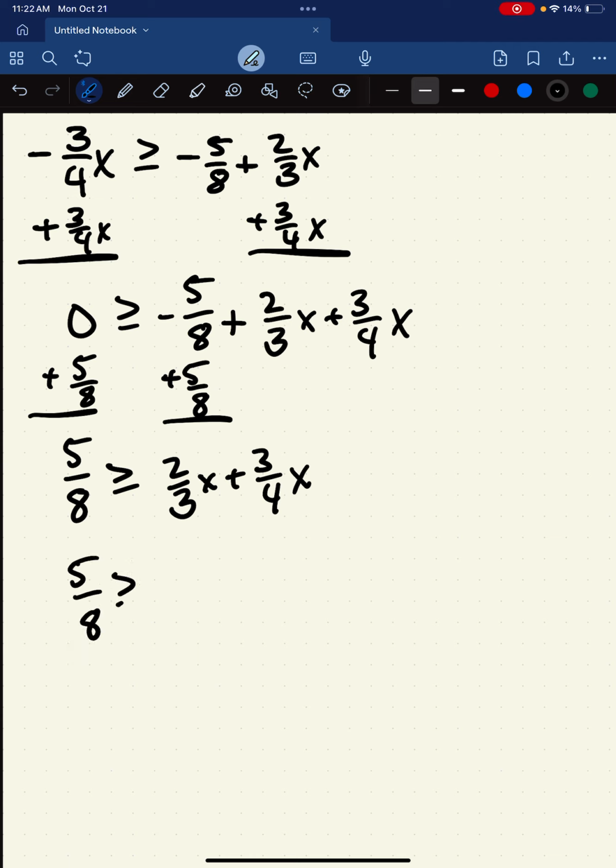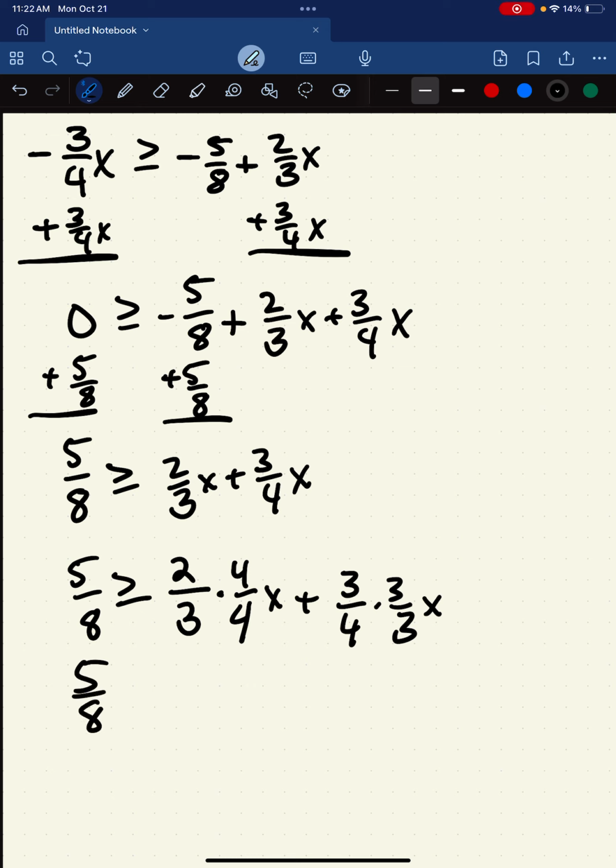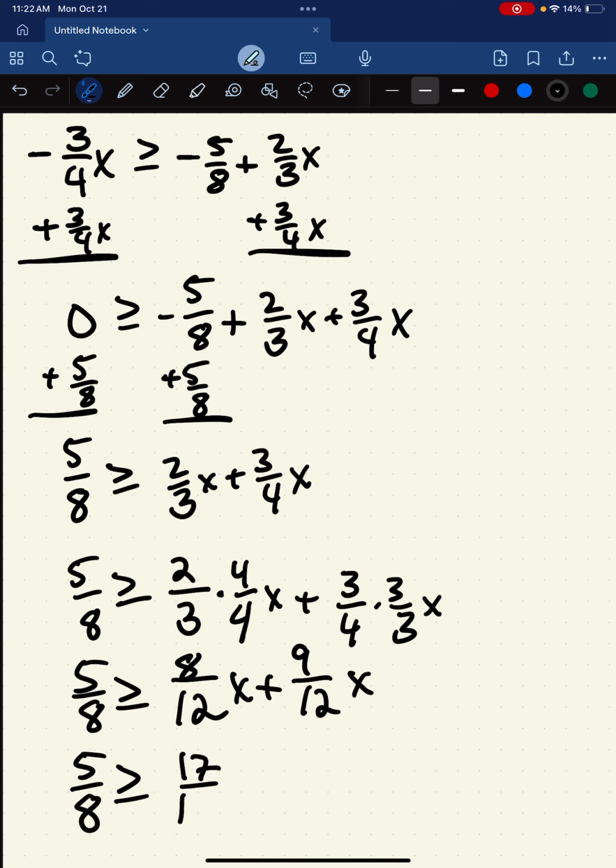Now let's simplify the right-hand side. The least common multiple between 3 and 4 is 12. So in order to get 12, we have to multiply by 4 over 4. And in order to get 12 here, we have to multiply by 3 over 3. Two times 4 is 8 over 12 x plus 3 times 3 is 9 over 12 x. 8 plus 9 is going to give us 17 over 12.